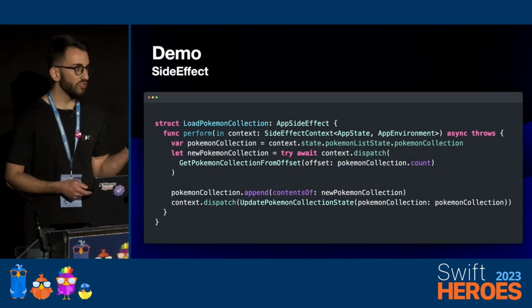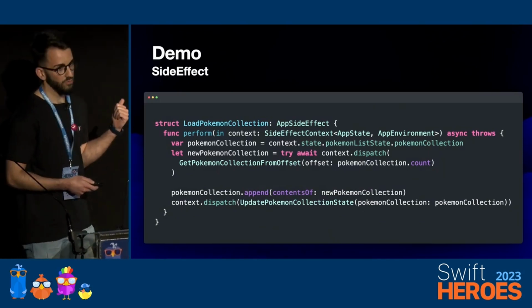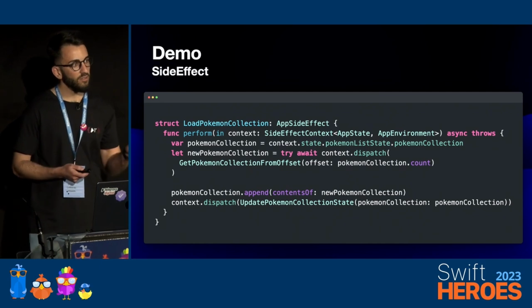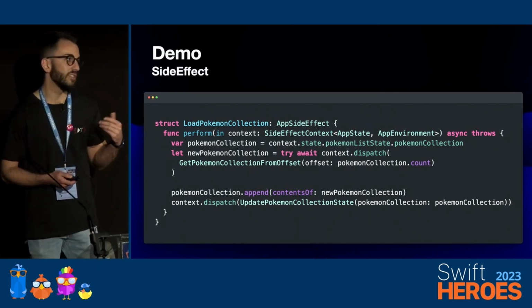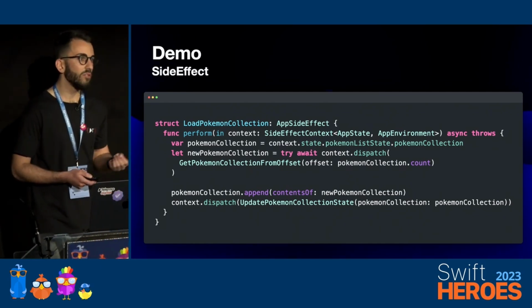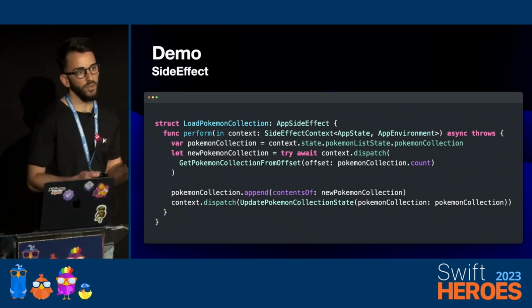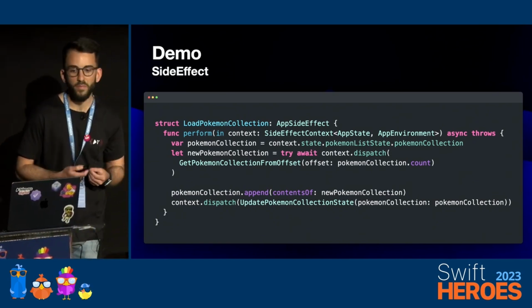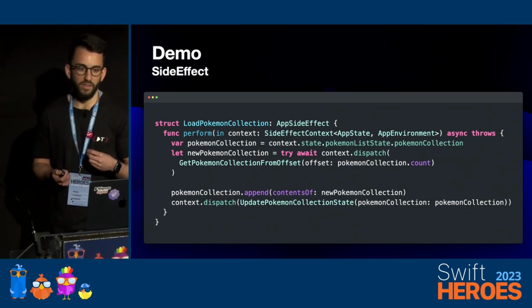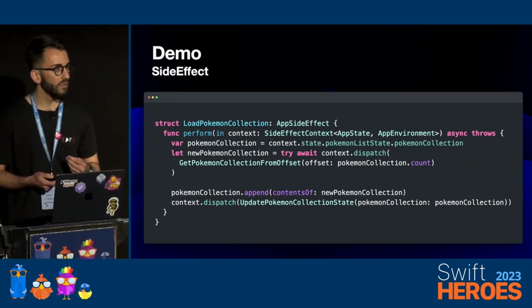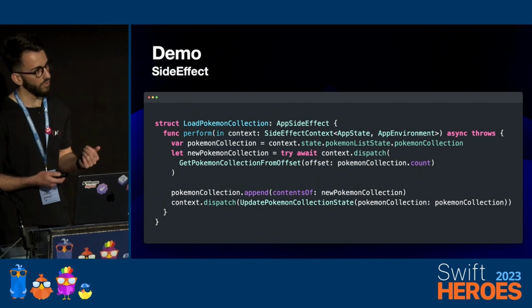This is the continuation of the side effect you saw 2 slides ago. It takes the result of the previous side effect, which is the new Pokemon list, and concatenates it with the old one. Finally, the update Pokemon collection state, which is a state updater, is called.